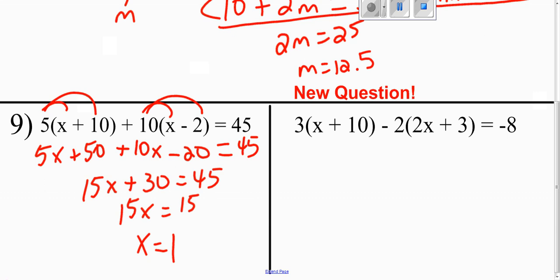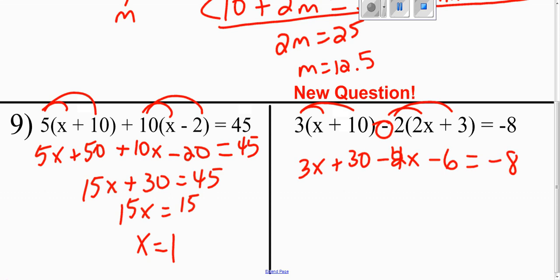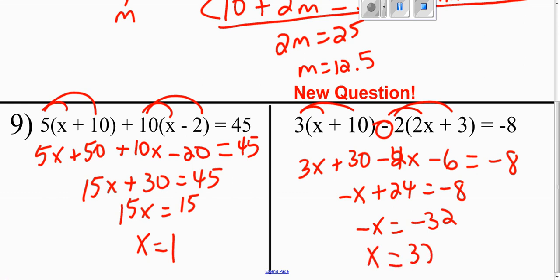And the one next to it, same thing, distributive property. 2 times 3x plus 30. And then be careful, that's a minus 2, so minus 4x minus 6 equals negative 8. Combine like terms, 3x minus 4x is negative 1x, or just negative x. 30 minus 6 is plus 24, equals negative 8. Subtract 24 from both sides, so we get negative x equals negative 32. And since it's a negative x, you can just switch the signs to positive x. So switch negative 32 to positive 32.